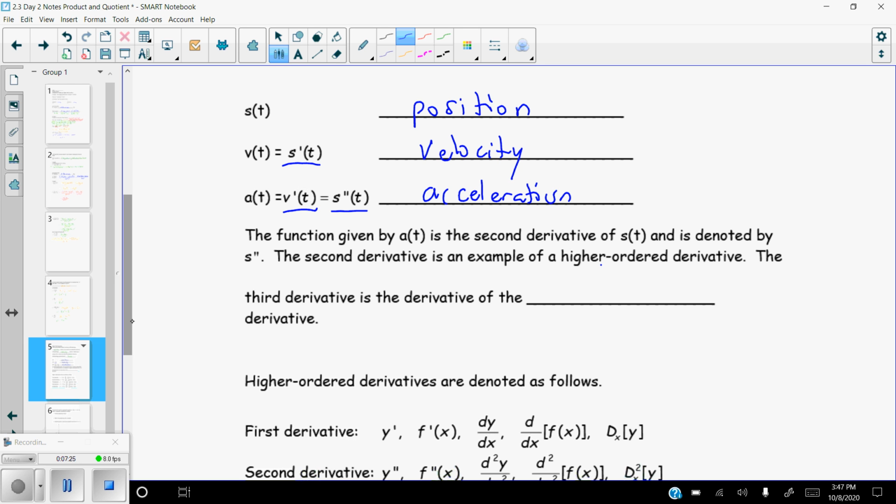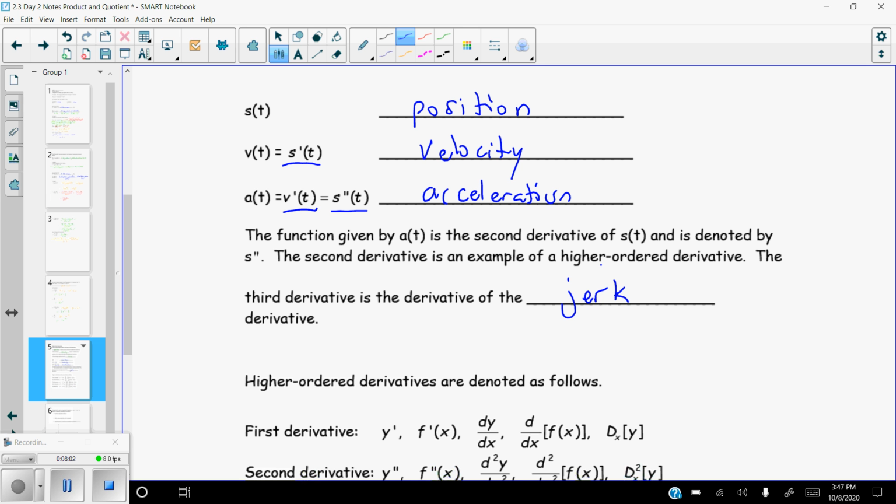All right, so the function given by A of t is the second derivative of position, which is S of t, and is denoted by S double prime of t. That's the double prime. It almost looks like quotation marks there, but it's actually called double prime. That's just the way it's said, S double prime of t. So the second derivative is an example of a higher order derivative. The third derivative is going to be the derivative of the second derivative. And in terms of the application of physics here, the third derivative is what is known as the jerk.